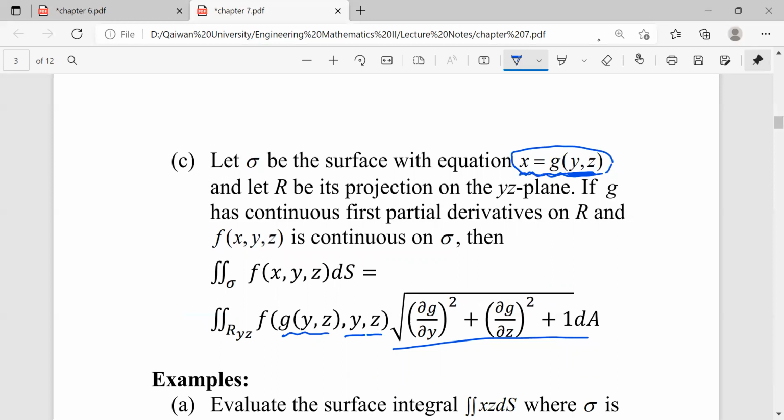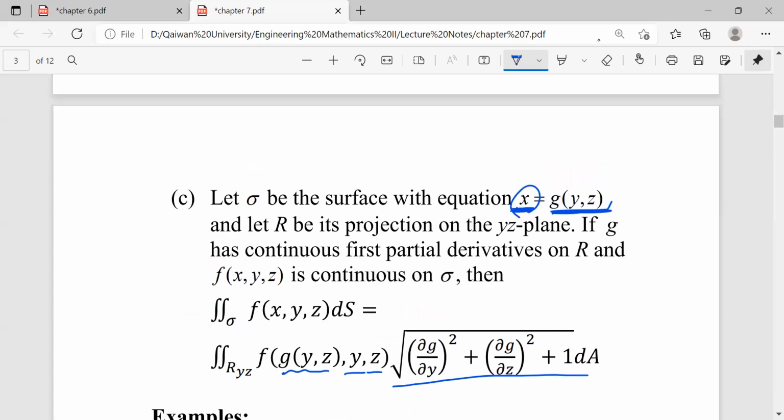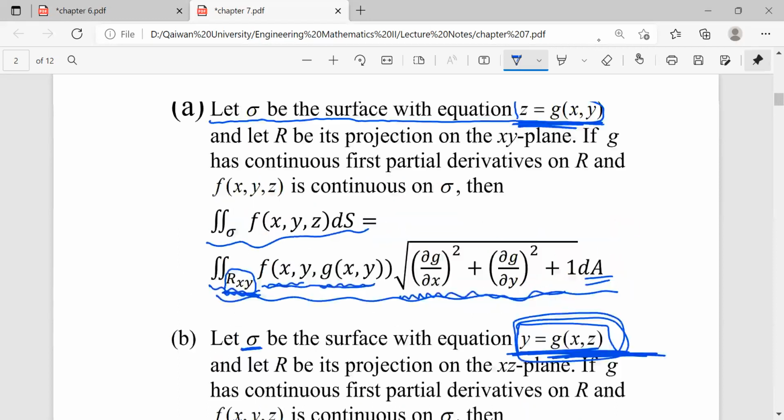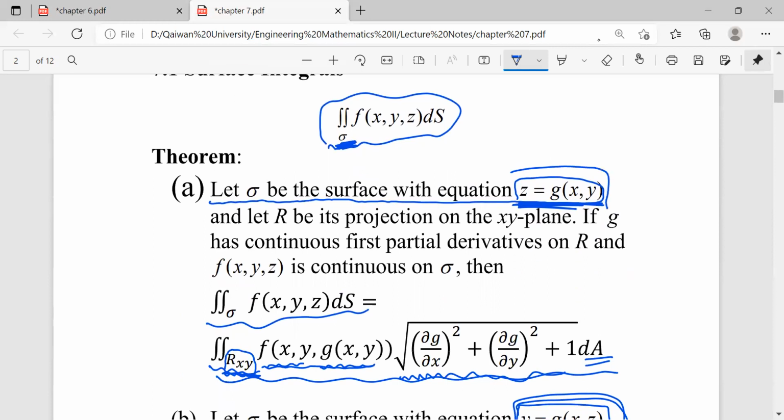Here, how to know which plane it is on? By this function. Here, it's x equals g of yz. That means it's on the yz plane. That means we must change x to g of yz. That means we must have no x in the integration. And here, we must have no y in the integration. That means we replace each y by g of xz. And here, we must have no z in the integration. So we replace z by g of x, y.